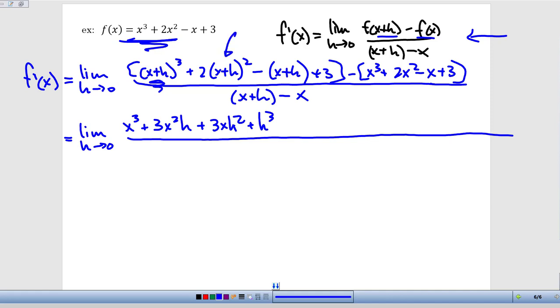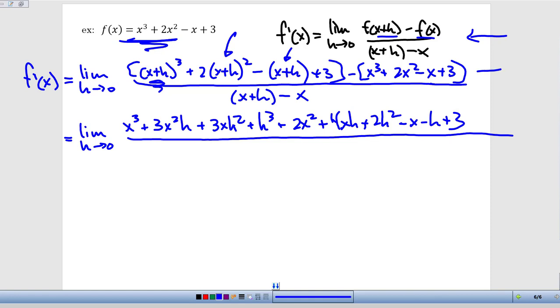Now I've got to work on this piece. So we've done (x plus h) squared, that quantity squared, a number of times. Now I just have to double everything. So we're going to have plus 2x squared plus 2 times 2xh is 4xh, and then plus h squared times 2 is plus 2h squared. So we've got that much. Now I need to distribute the negative here. So we get a minus x and a minus h, and then plus 3 to close things out.